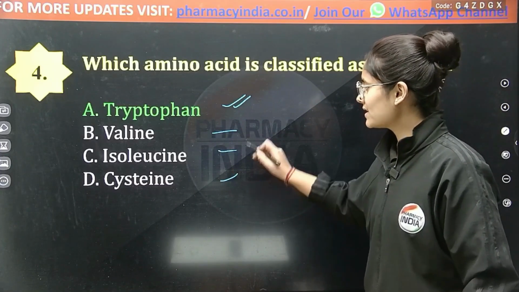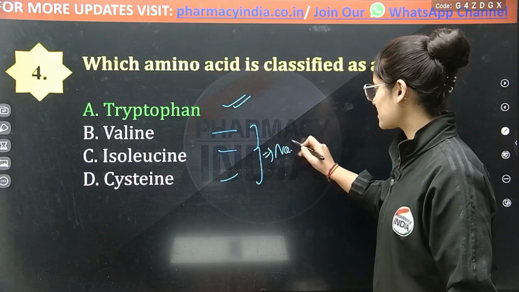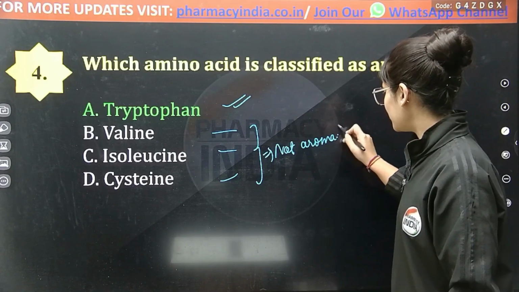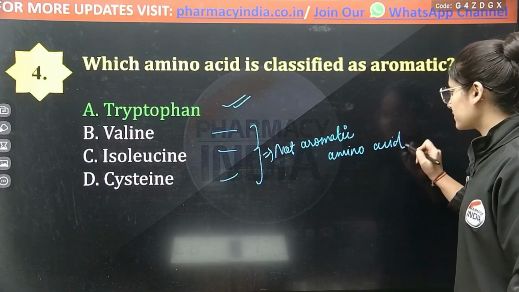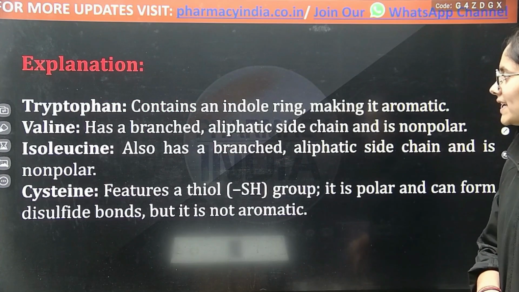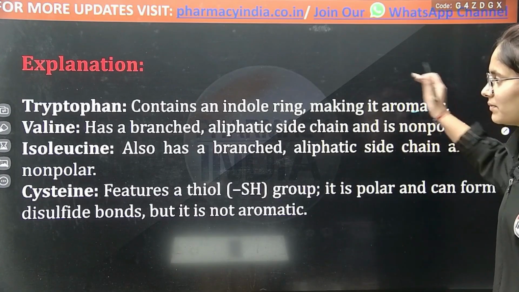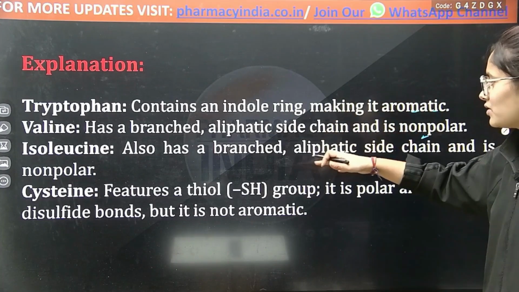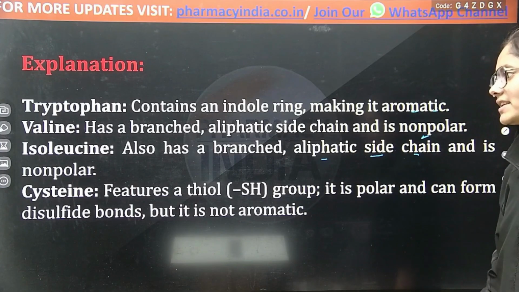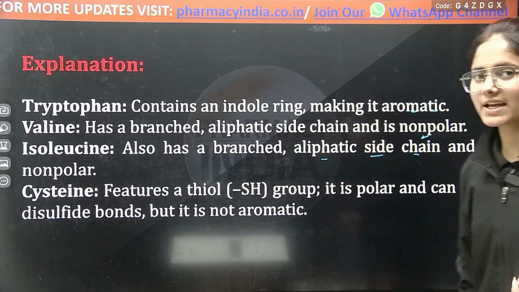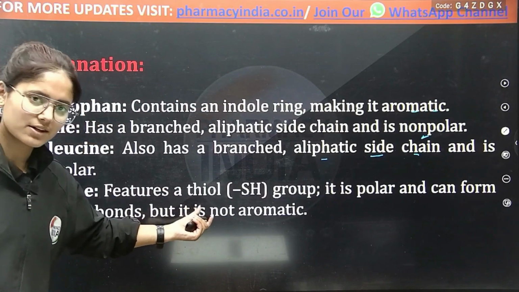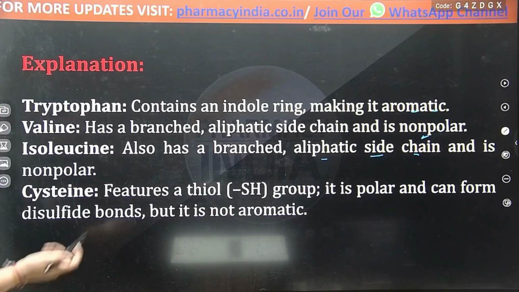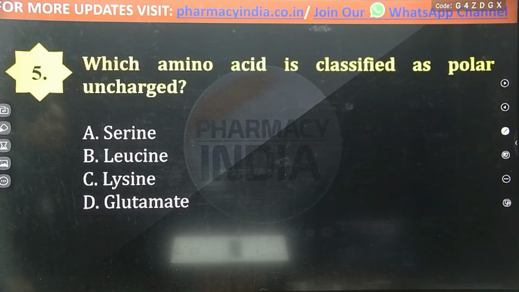Valine, isoleucine and cysteine are not aromatic amino acids. Tryptophan contains an indole group making it aromatic. Valine is non-polar. Isoleucine has a branched aliphatic side chain and is also non-polar, and cysteine is the amino acid which contains a thiol, or you can say sulfur in its side chain, a sulfur-containing amino acid.